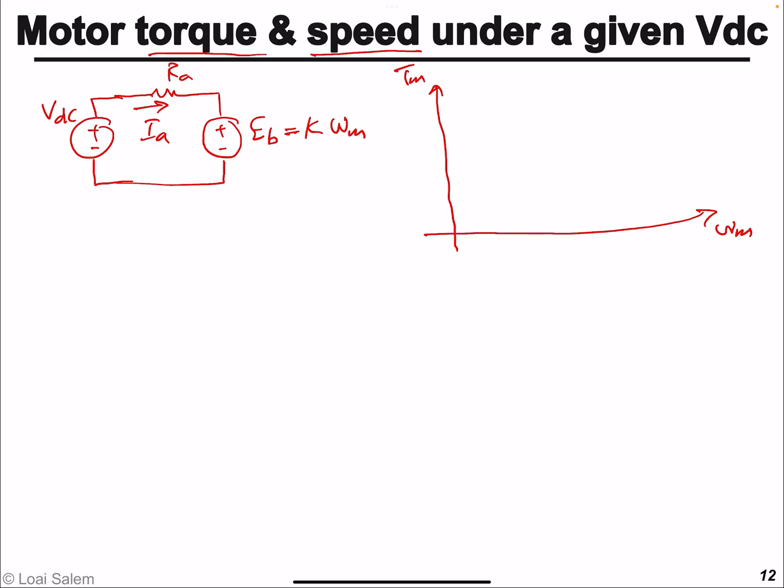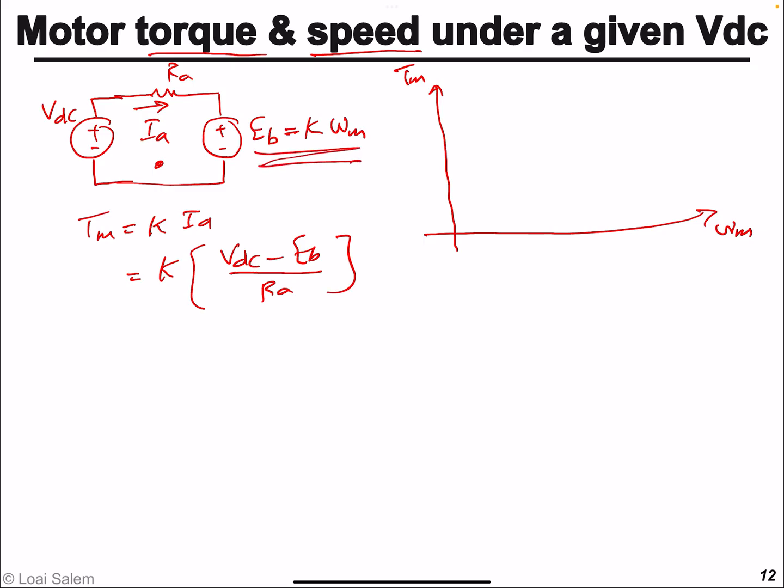Now, if we look at the torque, we said the torque is what? Is equal to K times IA. And IA from this circuit is equal to VDC minus EB divided by RA. And EB is given by this equation, so we have K times (VDC minus K omega m) divided by RA.